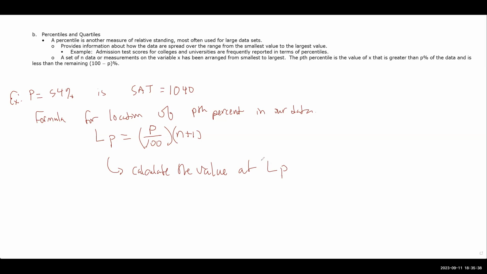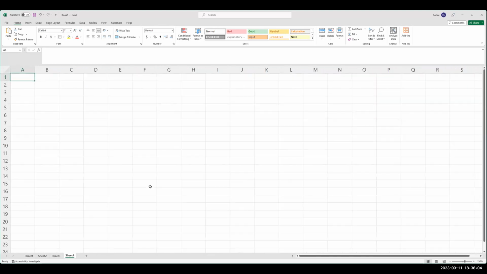So that's what we're going to do now. I'm going to get some data and stick it into Excel. We're going to calculate the location of some p percentile, and then the value at that location. So let's do that in Excel. We're going to do the example on page 22. Okay, let's put in the data.